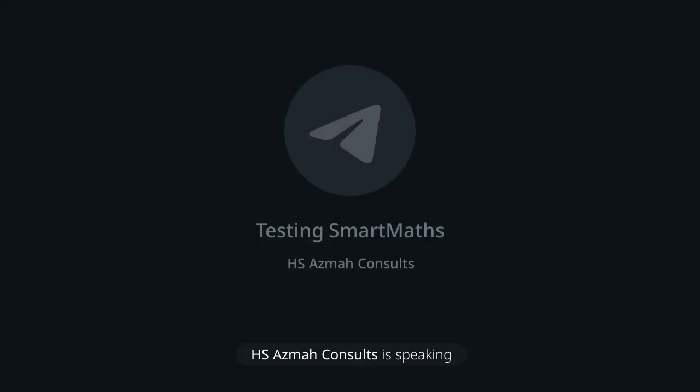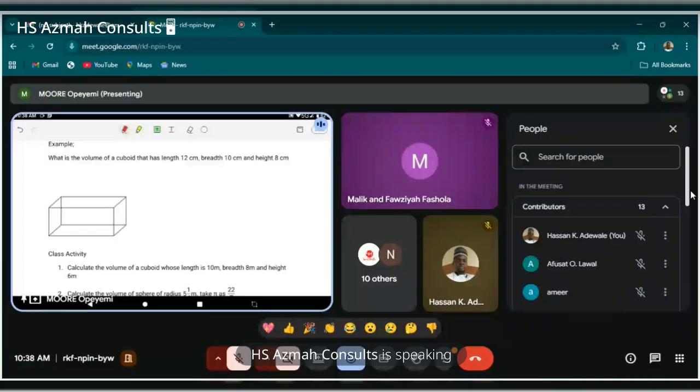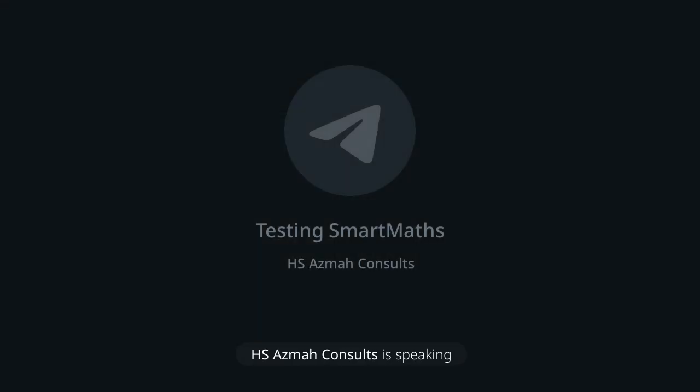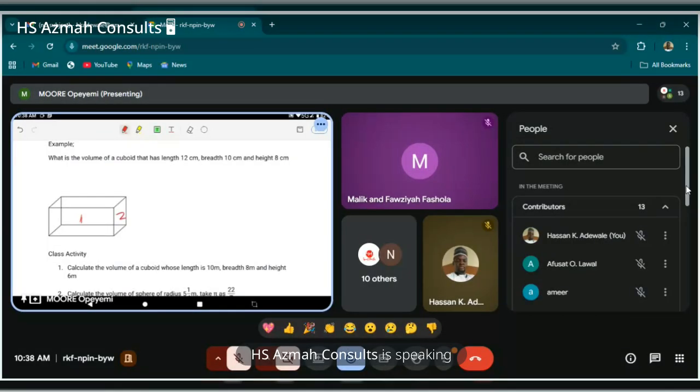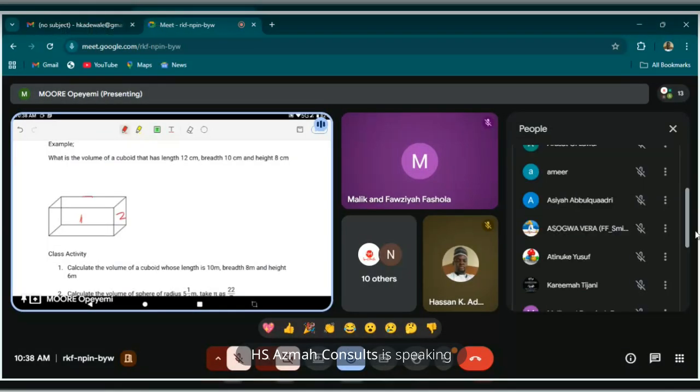Okay, that is good. Now, this is a cuboid. It has 6 faces, but the faces are not the same. Now, this is one, that is the front. The back too is a face. This is side 2. This is side 3.